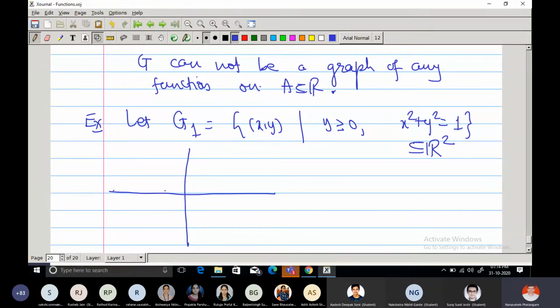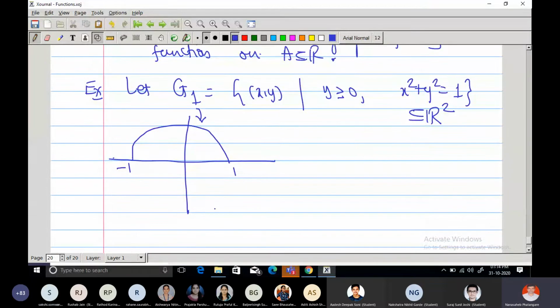So the y coordinate is non-negative. So this part only, from minus 1 to 1. Right, this is G1. Is it clear? Yes, sir. Because I am not considering negative values of y, so that I have clearly mentioned in the set. So now this is only half. Is it a graph? Is G1 a graph?